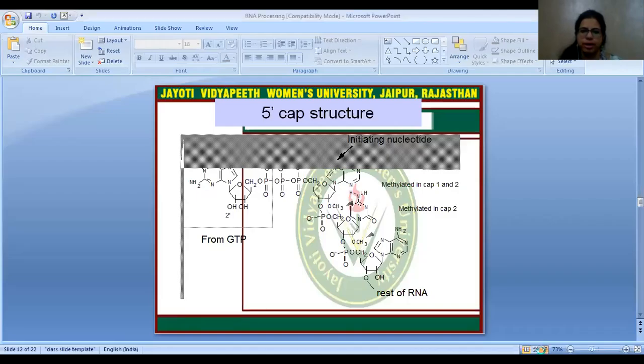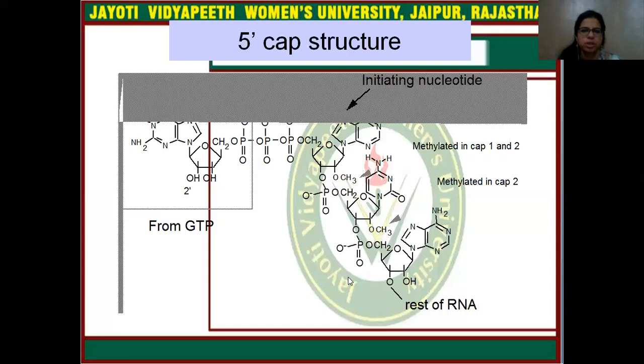Here you can see the chemical structure of the initiating nucleotide modification. This is from GTP, and it is methylated in cap 1 and cap 2. The rest is the RNA; this is the initiating nucleotide of the RNA, which is bound to the 5' cap.